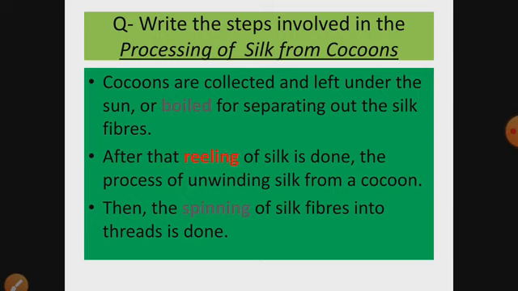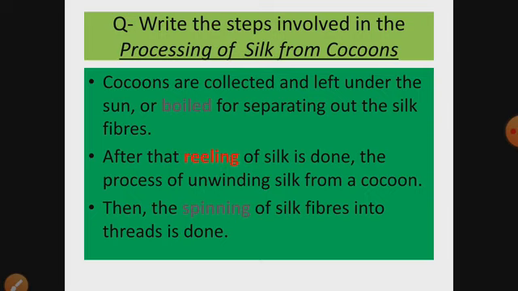Cocoons are collected and left under the sun or boiled for separating out the silk fiber. You just can't take it out like this with the hand. You have to keep it under sun or you have to boil it. Then after that, reeling of silk is done. That's why I told you before boiling you have to keep aside some of the cocoons so that the adult moth can come out of the cocoon, and the rest 80% is boiled, and when we boil them, the pupa dies inside. It cannot develop into the adult moth. This is the sad story here.